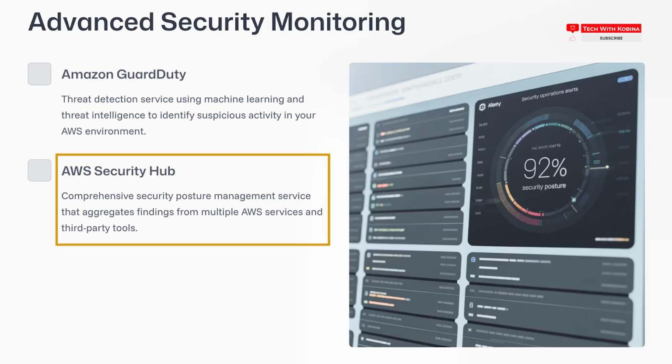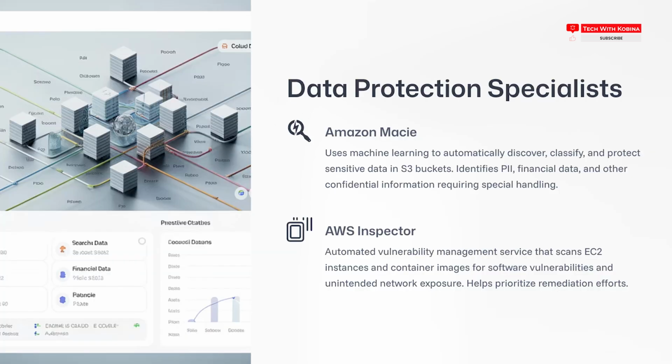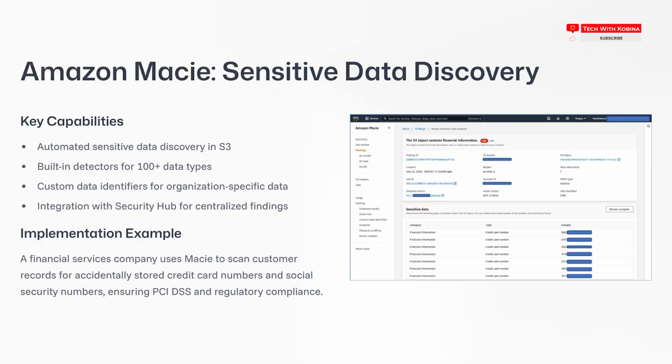AWS Security Hub provides a comprehensive view of your security posture by aggregating findings from services like GuardDuty, Inspector, Macie, and third-party tools. Security Hub also offers automated compliance checks using standards like the CIS AWS Foundations Benchmark. Amazon Macie uses machine learning to automatically discover, classify, and protect sensitive data like personally identifiable information, or PII, in your S3 buckets. For example, Macie can identify S3 objects containing credit card numbers or social security numbers, so you can apply the right protection.